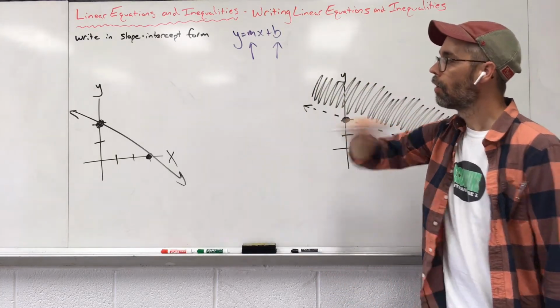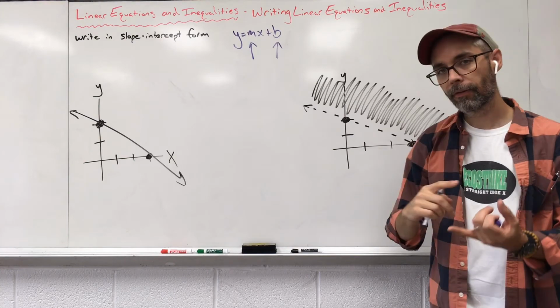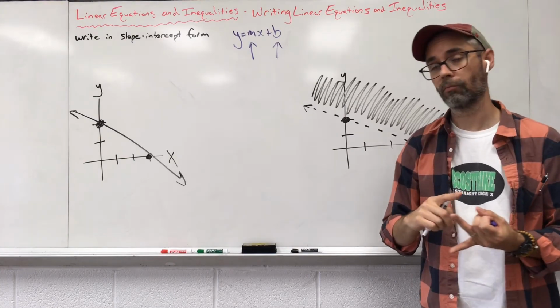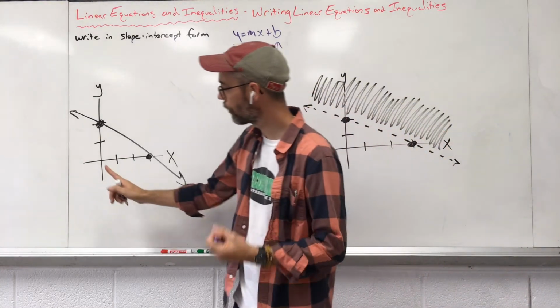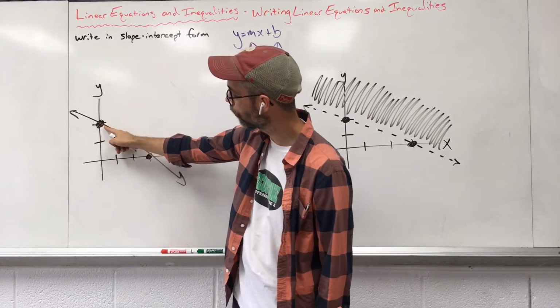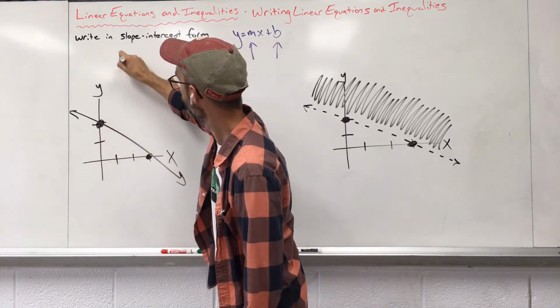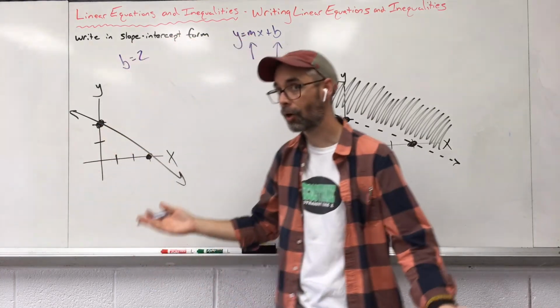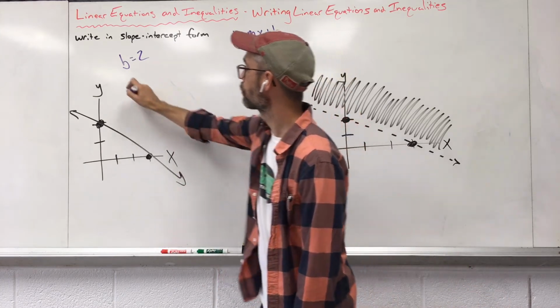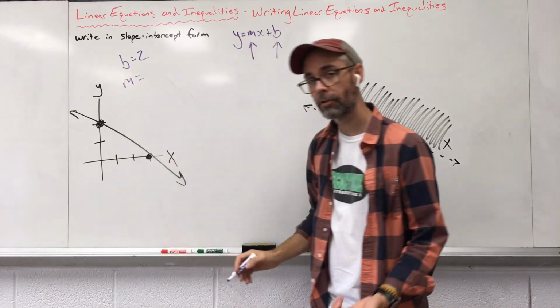That's two things that we need to find. So with our first graph, can we figure out what our slope or what our y-intercept is? Let's start with our b. I cross the y-axis at 2. I know the y-intercept is 2.